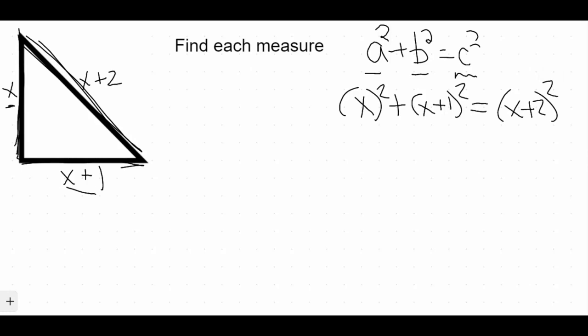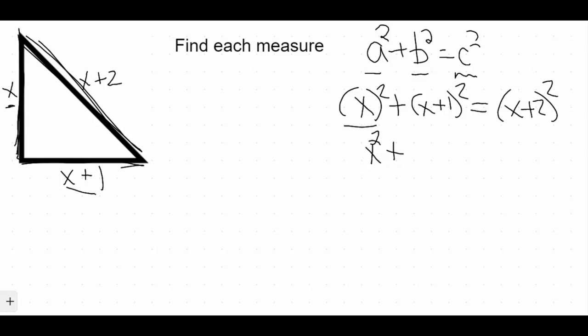We need to follow the order of operations as far as simplifying this formula. We need to take care of all those exponents so that we can work with the equation that we have after that. So squaring everything, starting here, x squared. Well, x squared is just x squared. We can take that out of the parentheses. Plus x plus 1 squared.